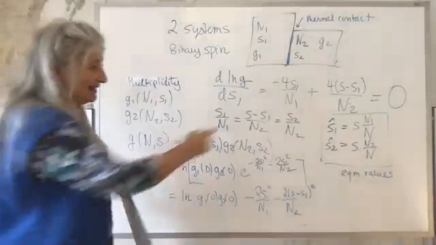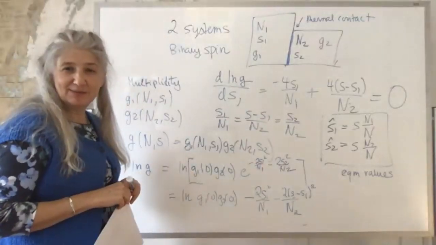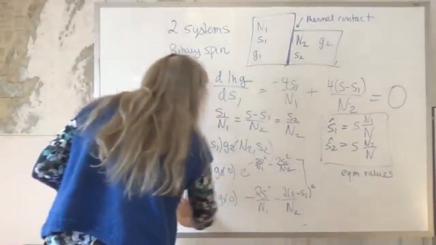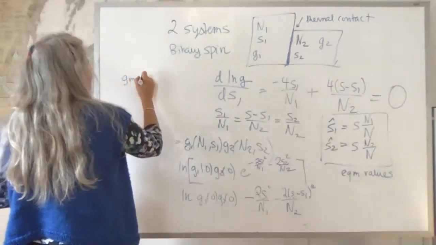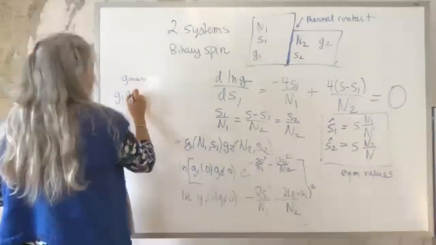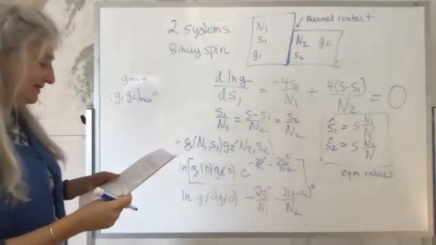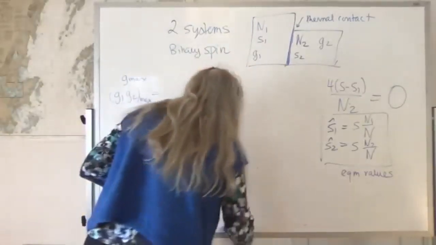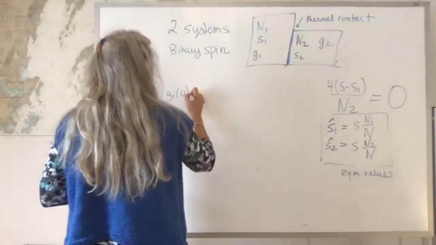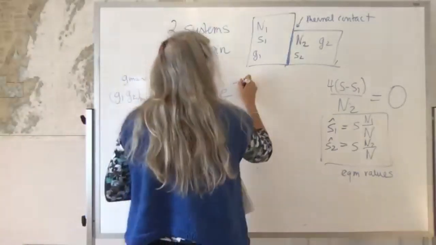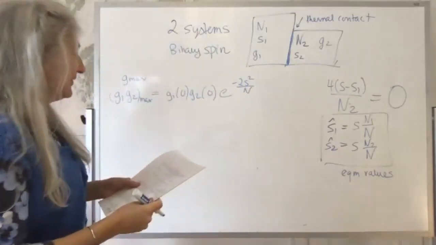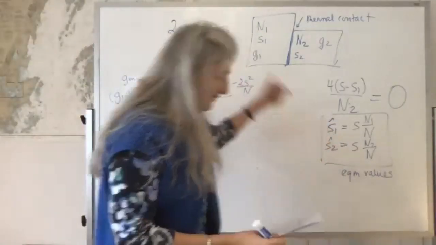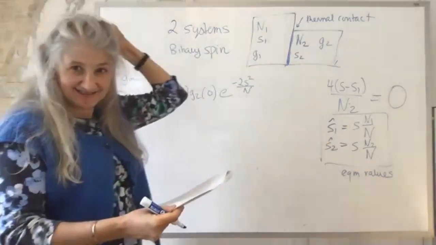So now putting those back into this multiplicity function, we can say, what's the multiplicity function of this maximum entropy state? I'm going to call that G max. Another way of writing that is G1, G2 max, because we can always multiply the two multiplicity functions. And what it turns out to be is G1 of 0, G2 of 0, e to the minus 2s squared over n. Not surprisingly, because it should look like that, but you can show that this is what you get if you put those values in when you multiply the two multiplicity functions together.